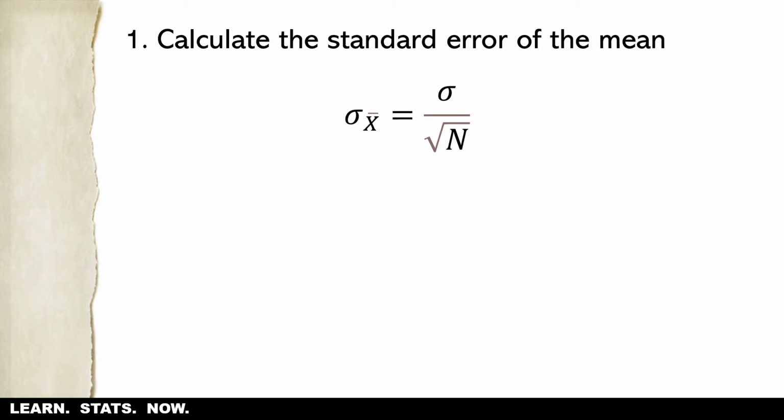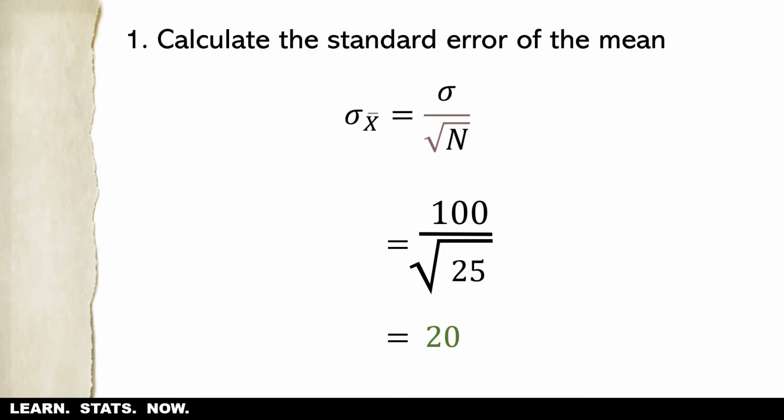So here's our formula for calculating the standard error of the mean, and we get this from the central limit theorem. And we just plug in the numbers that are given to us in the problem. So the population standard deviation is 100. The sample size is 25, and we're going to take the square root of that. Okay, so the square root of 25, of course, is 5. So really that amounts to 100 divided by 5, and that equals 20. So our standard error of the mean is 20.